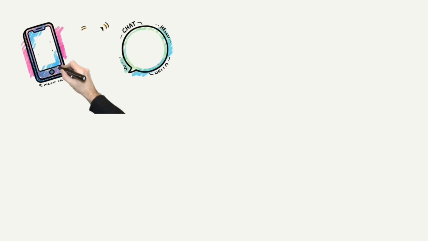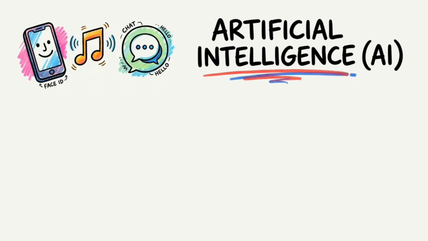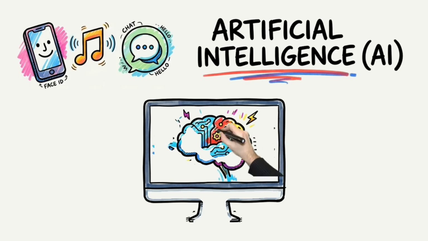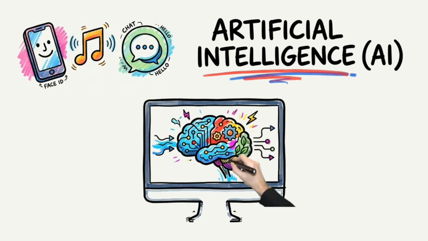When your phone unlocks with your face, Spotify recommends music, or ChatGPT answers a question, you're using artificial intelligence, or AI. AI is technology that helps computers perform tasks that normally require human intelligence.